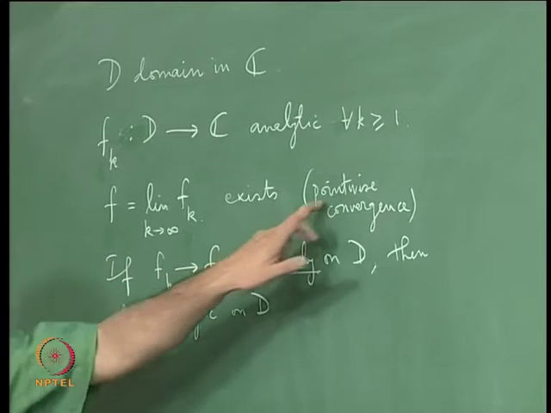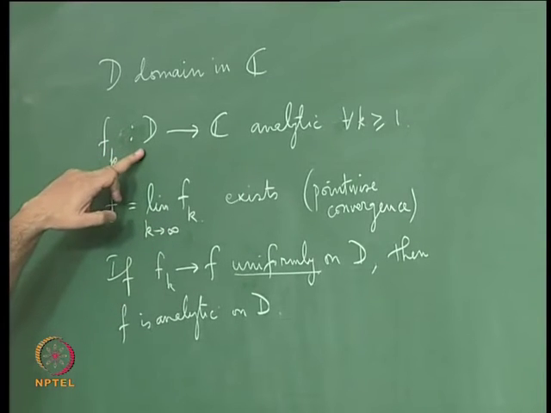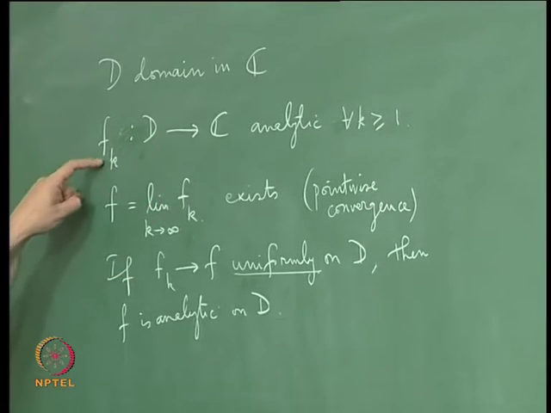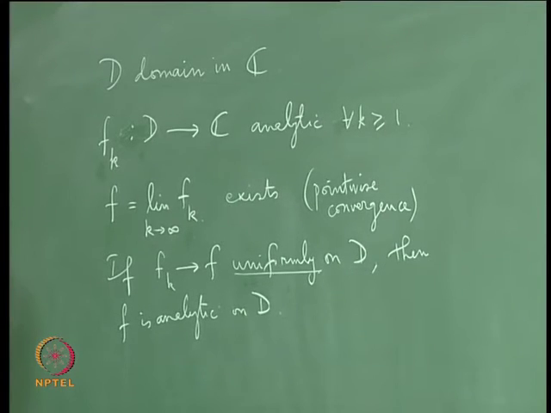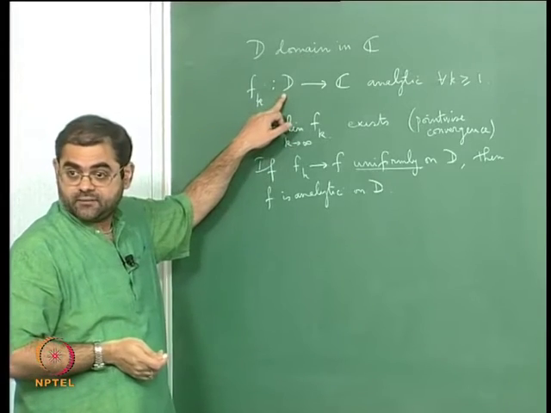So there is a difference between pointwise convergence and uniform convergence. Let me remind you, what does pointwise convergence mean? It means that if you take a point small z in capital D and evaluate the sequence of functions at that point, you will get a sequence of complex numbers, fk of z, and that fk of z will converge to f of z. And fk of z converges to f of z means given an epsilon, you can find an index n such that the modulus of fk of z minus f of z is less than epsilon whenever k is greater than that index. But all this is for a fixed point z in D.